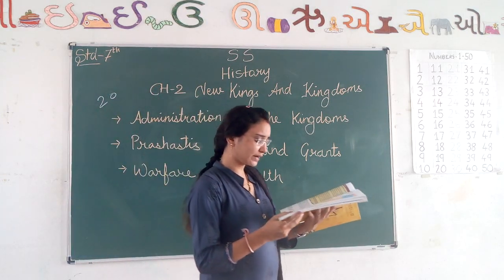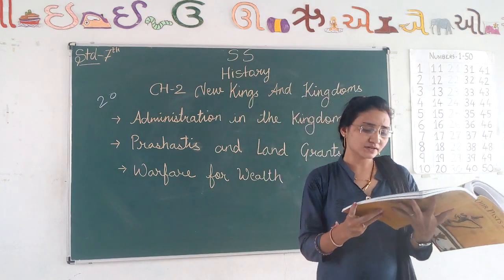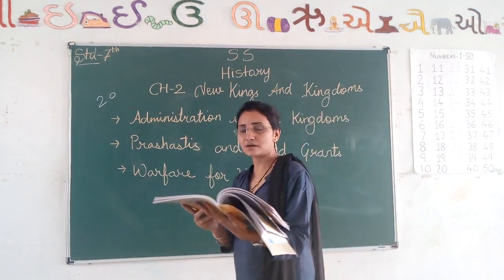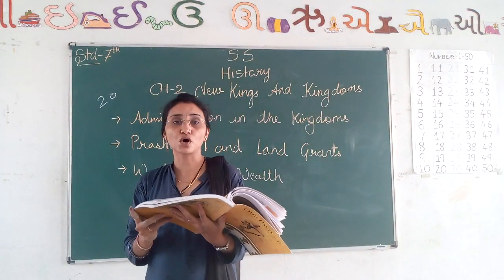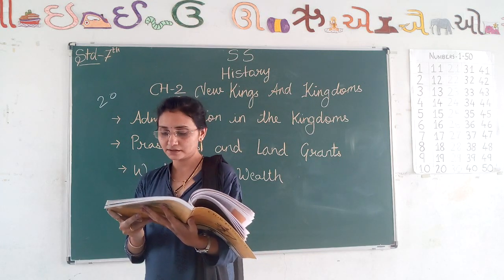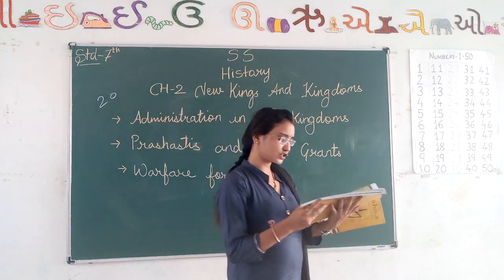Other kings who engaged in warfare included the Chahamanas, later known as the Chauhans, then we call it Chauhan, Prithviraj Chauhan, who ruled over the region around Delhi and Ajmer.